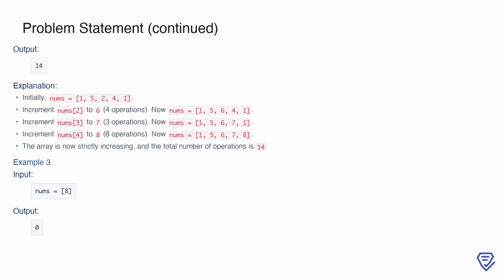Next, nums[3] is less than nums[2], so we increment nums[3] by 3 to make it 7. The array now becomes 1, 5, 6, 7, 1. Finally, nums[4] is less than nums[3], so we increment nums[4] by 8 to make it 8. The array becomes 1, 5, 6, 7, 8, which is now strictly increasing. The total number of operations in this case is 4 plus 3 plus 8 equals 15. This example shows how multiple adjustments may be needed for different elements in the array.